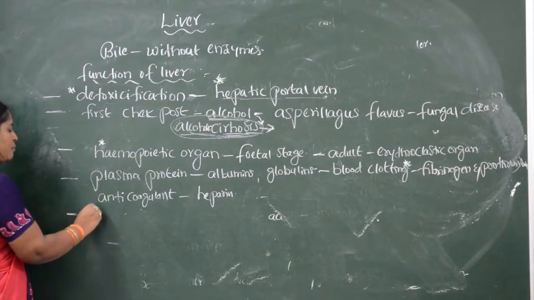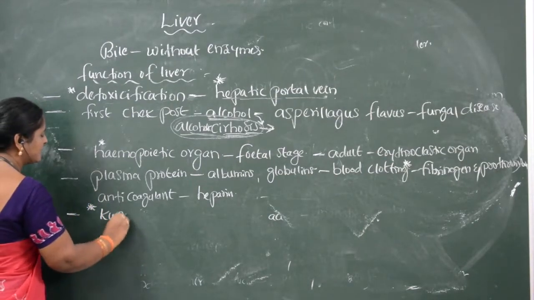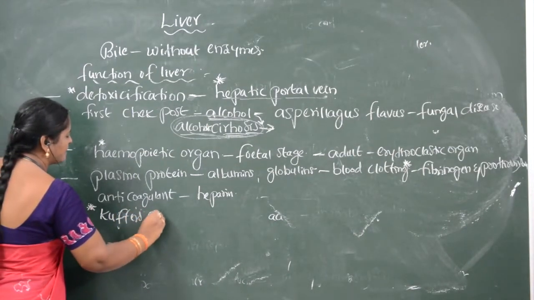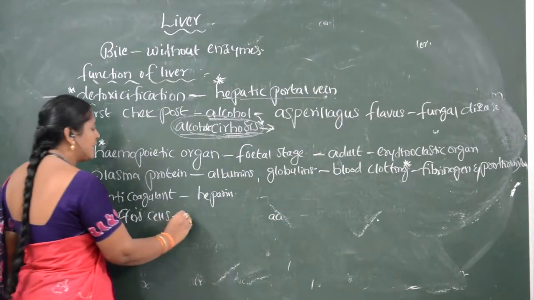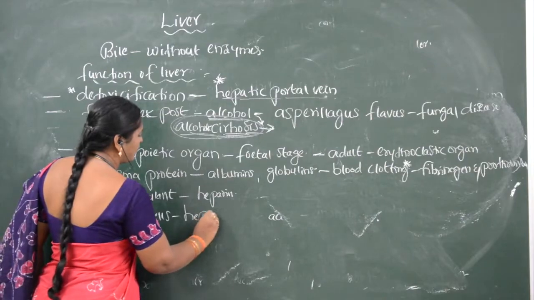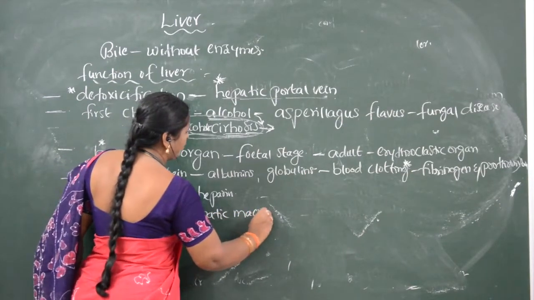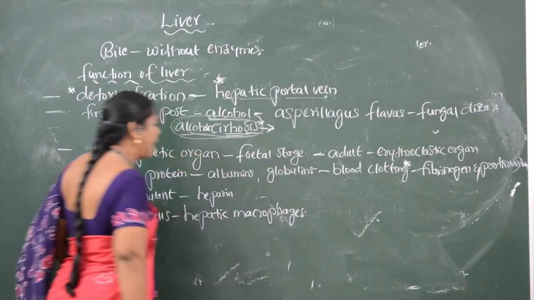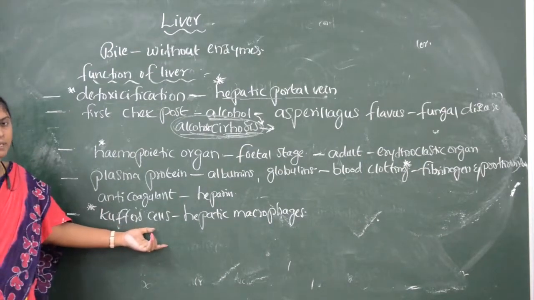Another very important bit, and many times they have asked about it: Kupffer cells. So what are Kupffer cells? Kupffer cells, or we can call them hepatic macrophages. So what are Kupffer cells?